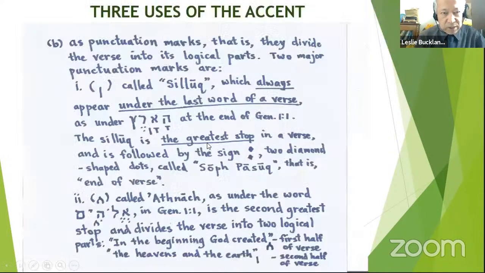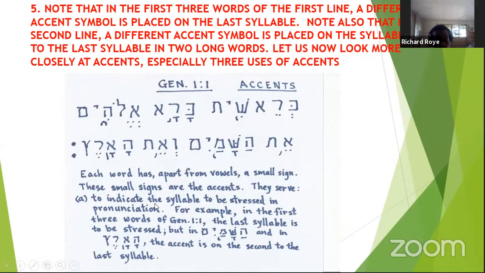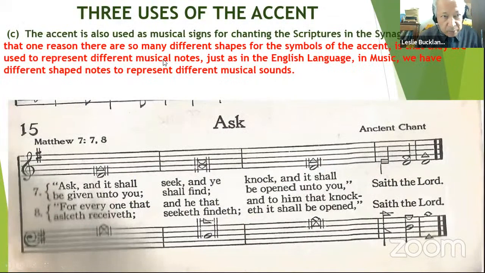So three uses of the accent. Number one, it is used to indicate the syllable to be stressed in pronunciation. Number two, it is used as punctuation marks. And number three, it is used as musical signs for chanting the scriptures in the synagogues.